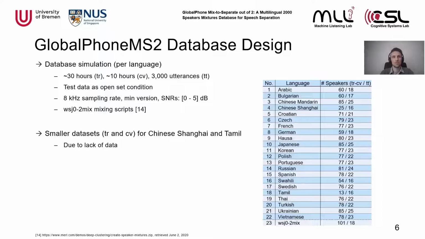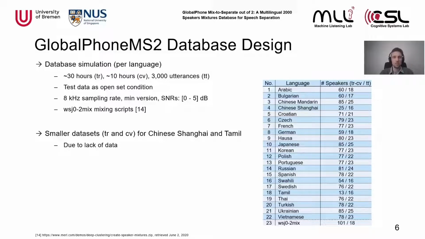To create the GlobalPhone MS2 database, we simulated 2 speaker mixtures in 22 languages. The simulation for each language required to balance the size and richness of the data with computational effort. That means if we would have utilized each utterance within each language once, this would have led to a very small database, while if we would have combined each utterance with all other speakers' utterances, this would have created a combinatorial problem with enormous durations for the data simulation and for the training and evaluation of the models.